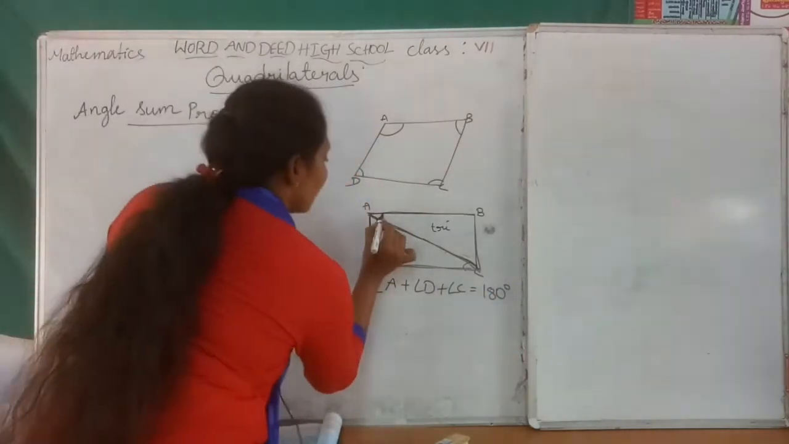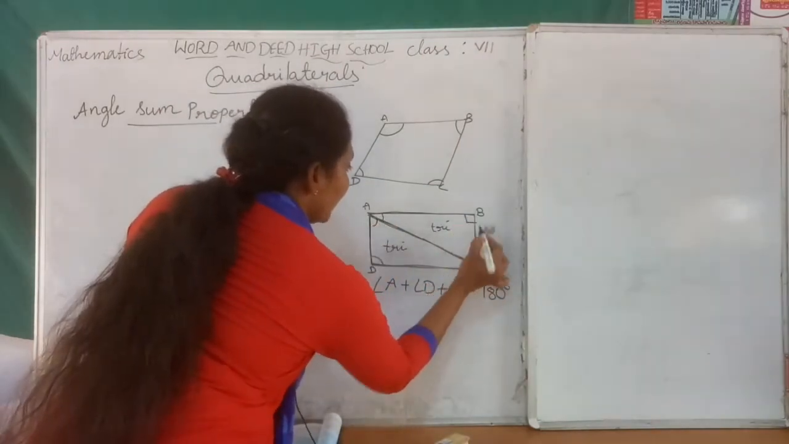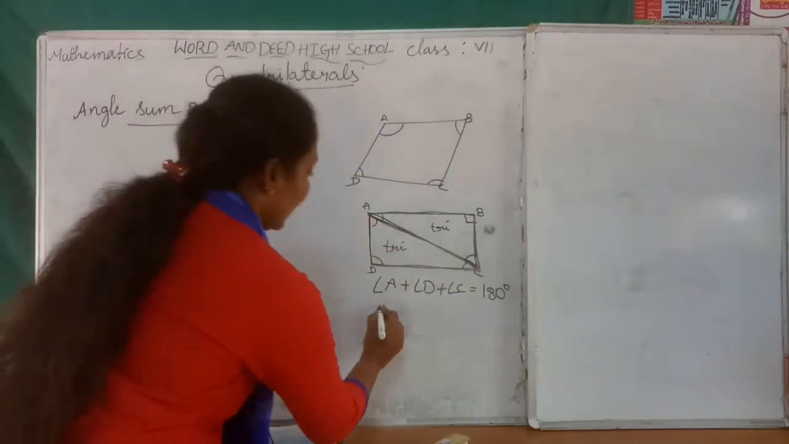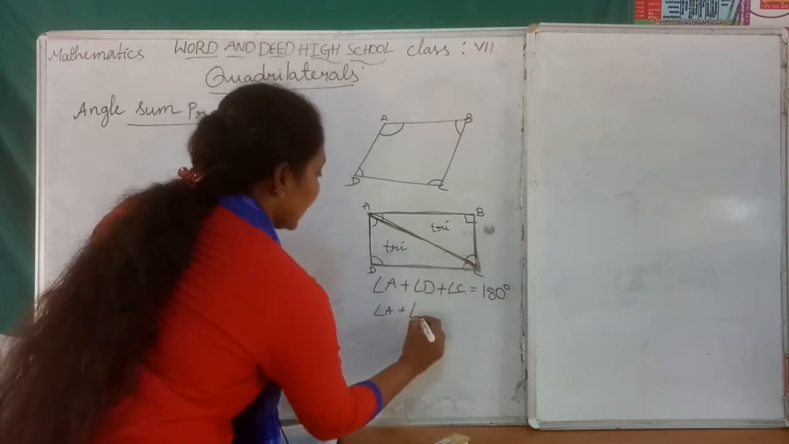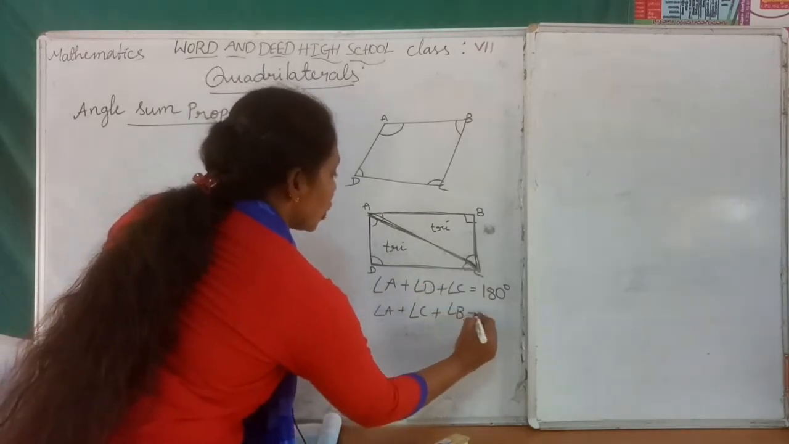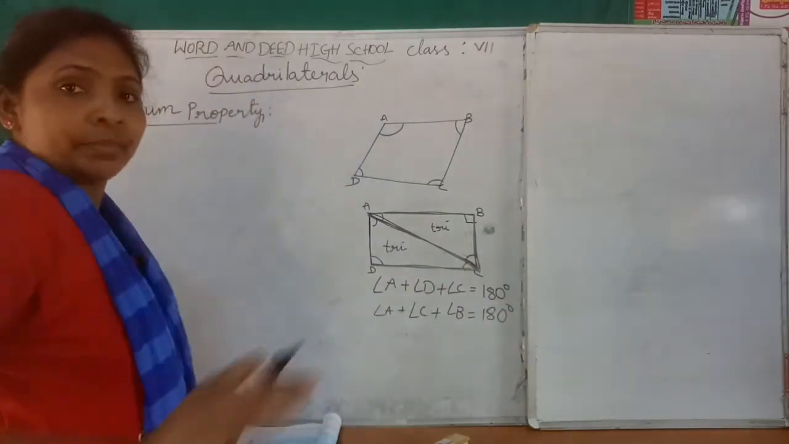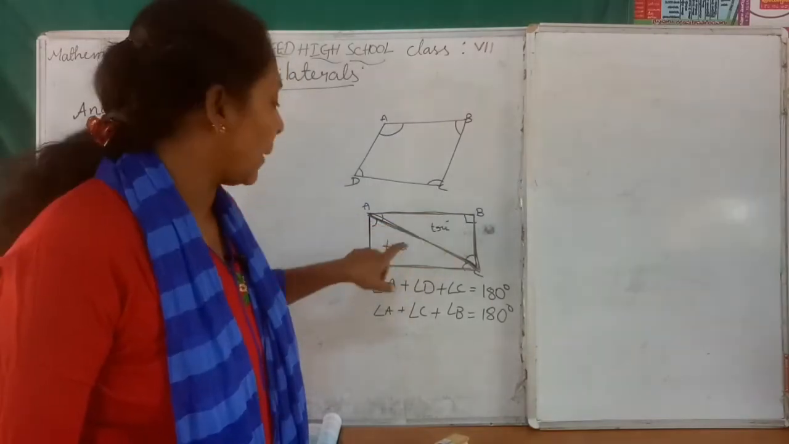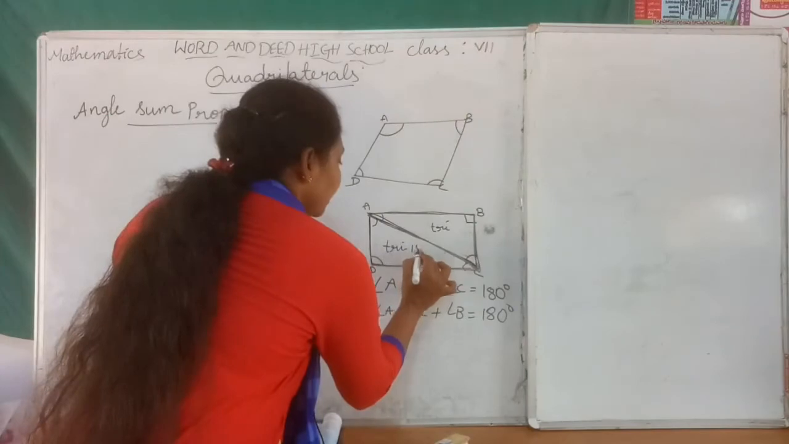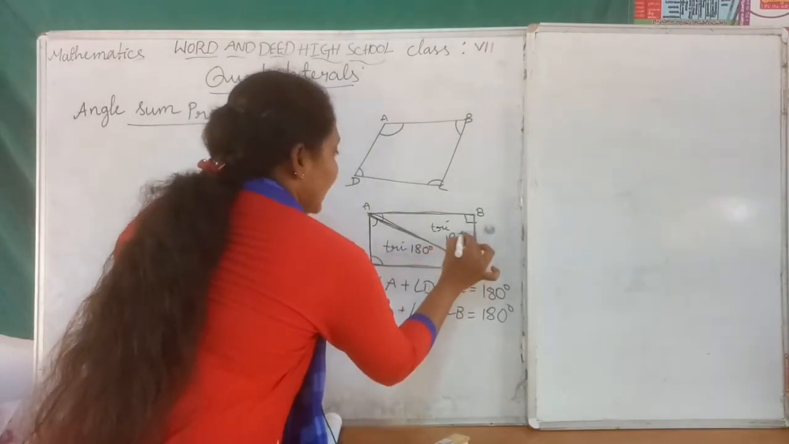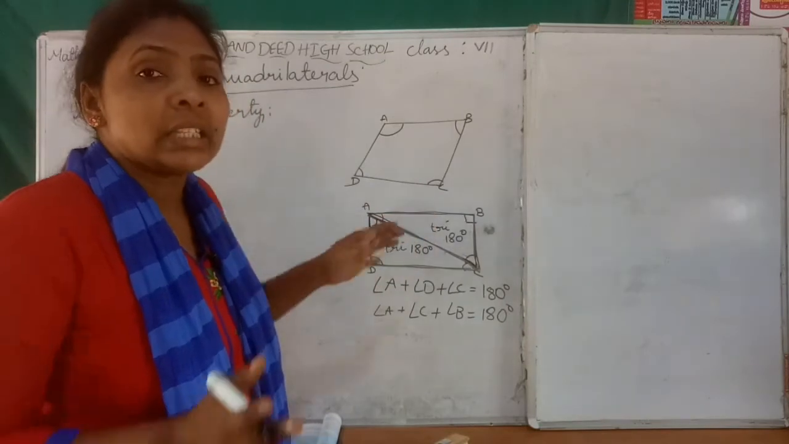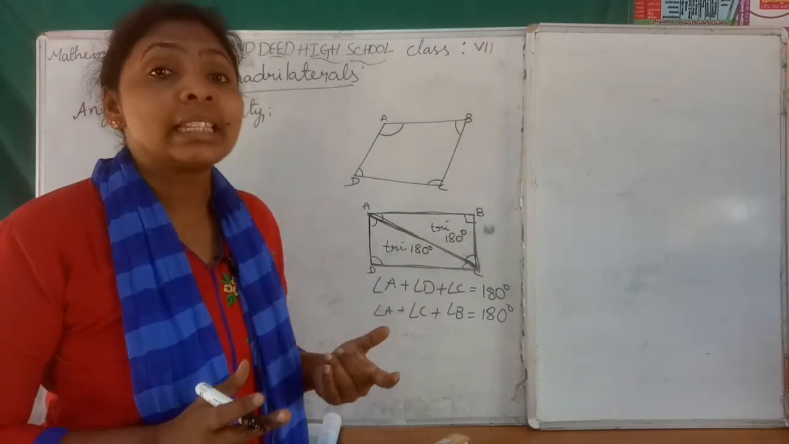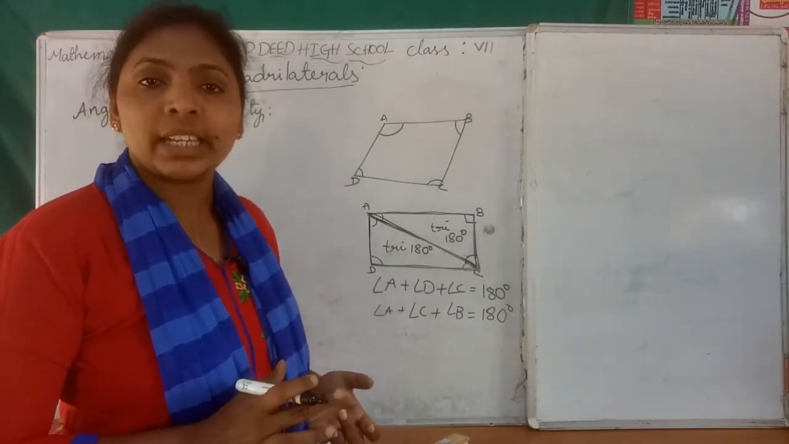Yes? Suppose here also A, B, C. It is also a triangle only, na? Yes. So angle A, angle C plus angle B also should be 180 degrees. Yes, is it clear, children? See, here we are dividing as 2 triangles. Here 180 degrees, 180 degrees. So these 2 triangles when we added, then only we get quadrilateral. So sum of the angles in a quadrilateral is 360 degrees, we can say, children.